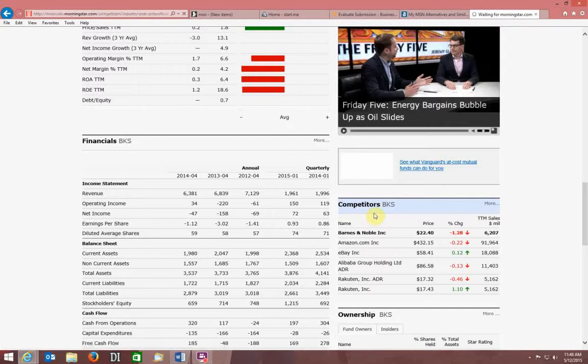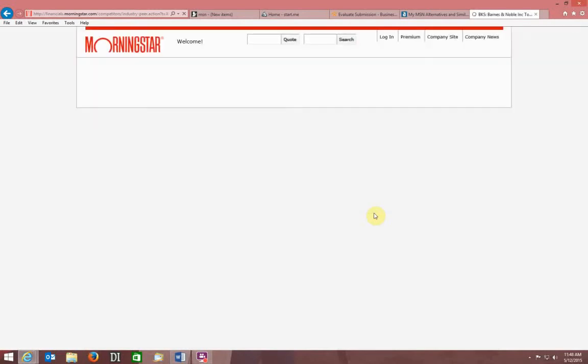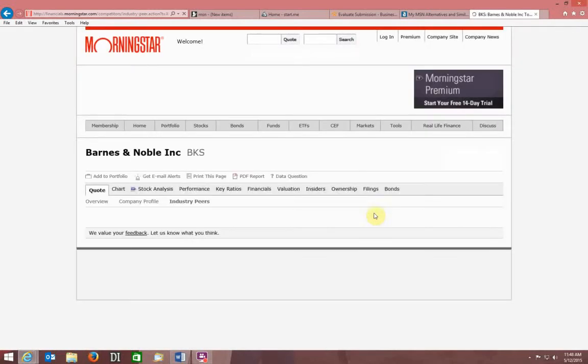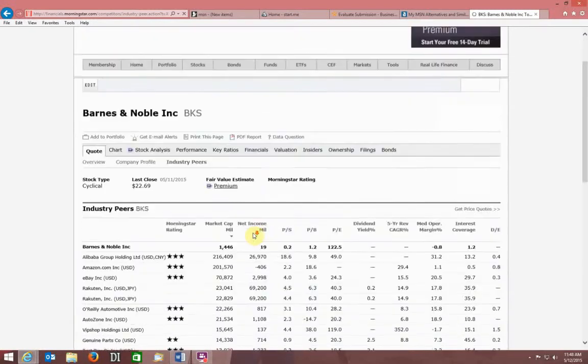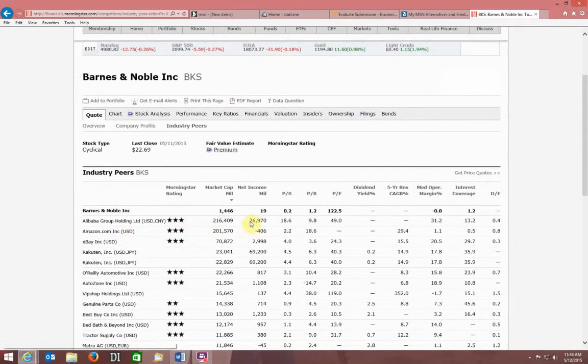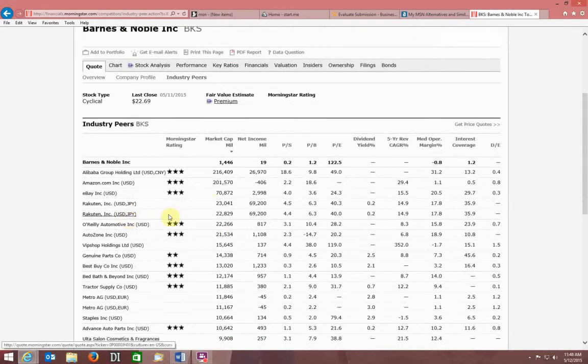Maybe they do have some bricks and mortar types of stores. I don't know. It should give us a full page here. We'll take a look. My computer's kind of slow, so I apologize for that. But there they are. Look at that. Alibaba is actually bigger than Amazon. Wow, because this is market cap.